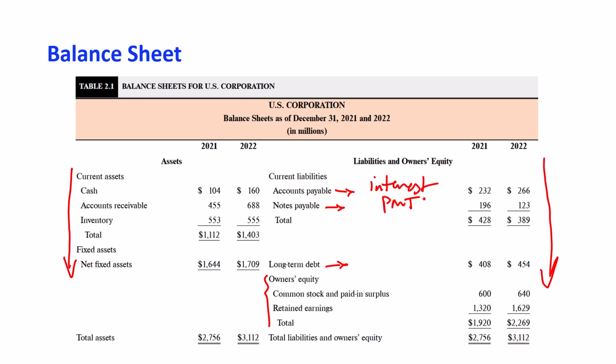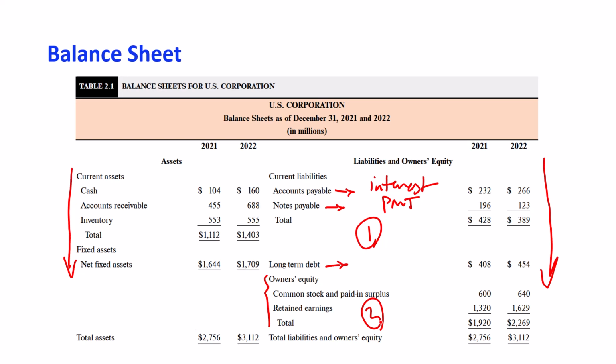The other one is seniority in times of trouble. So if the company, for example, files for bankruptcy, the liability holders of the company, the creditors of the company, are going to be first in line to get paid, and then whatever is left is going to be for the shareholders of the firm. That's why shareholders are usually called residual owners of the firm.